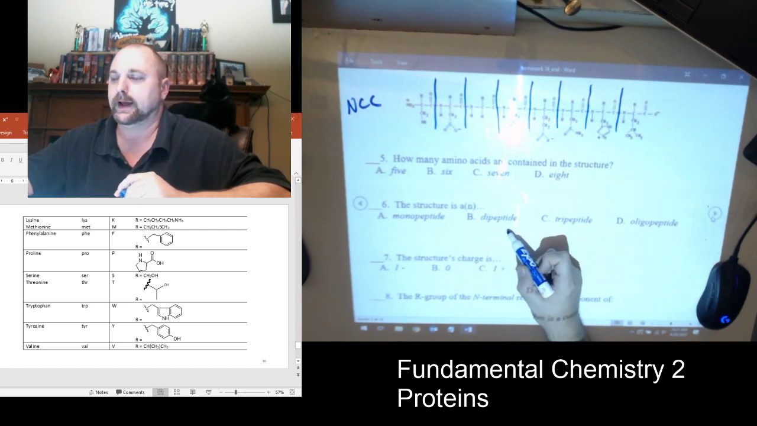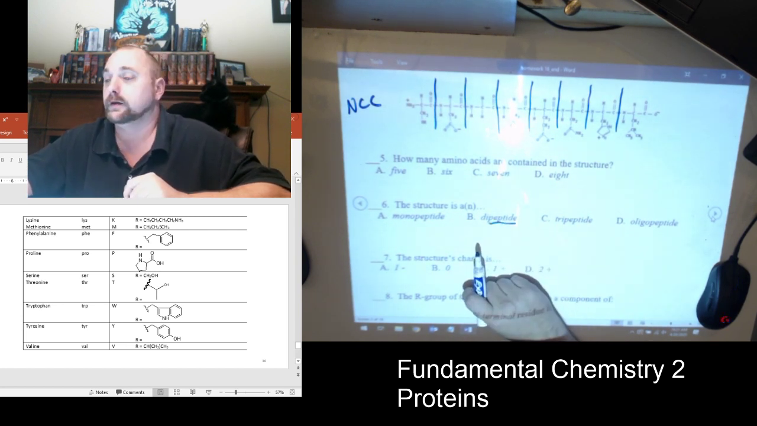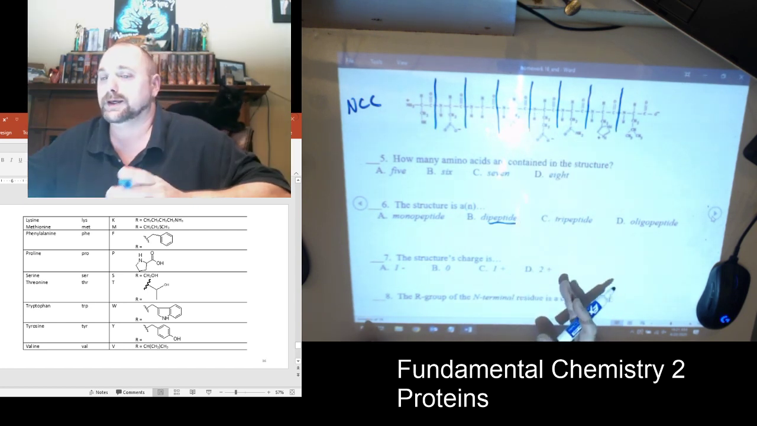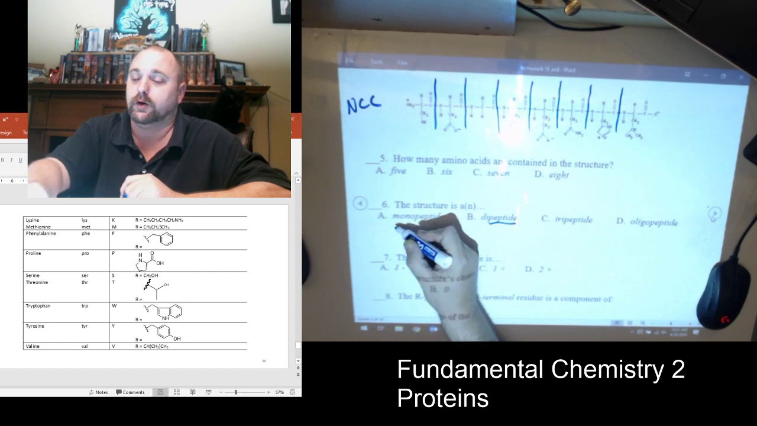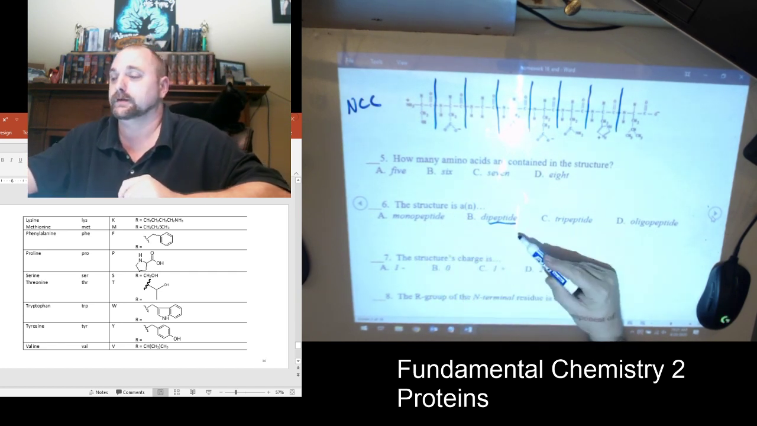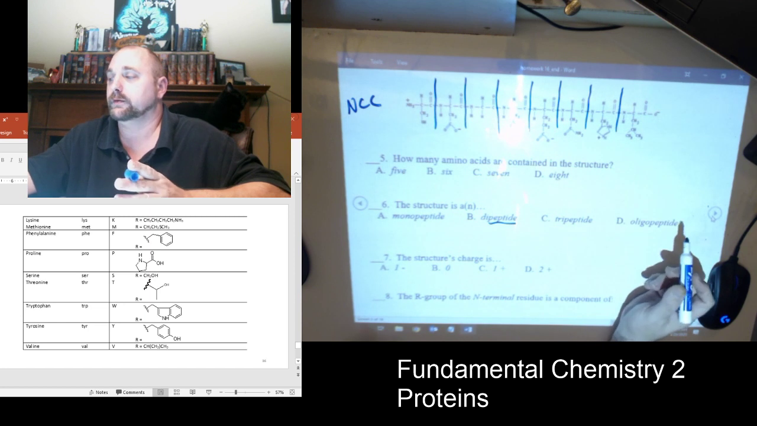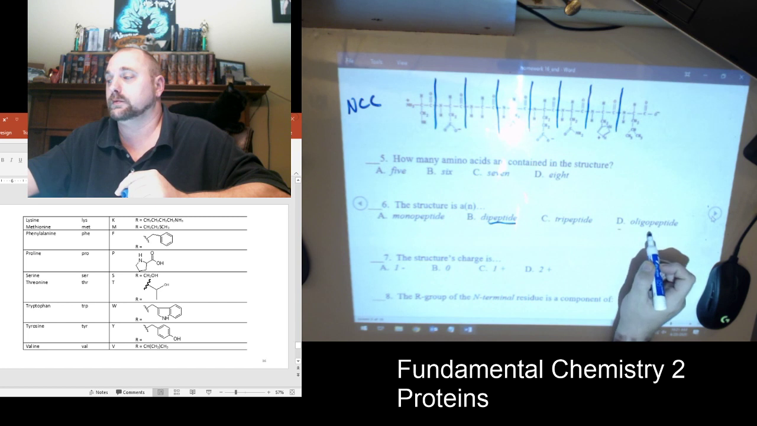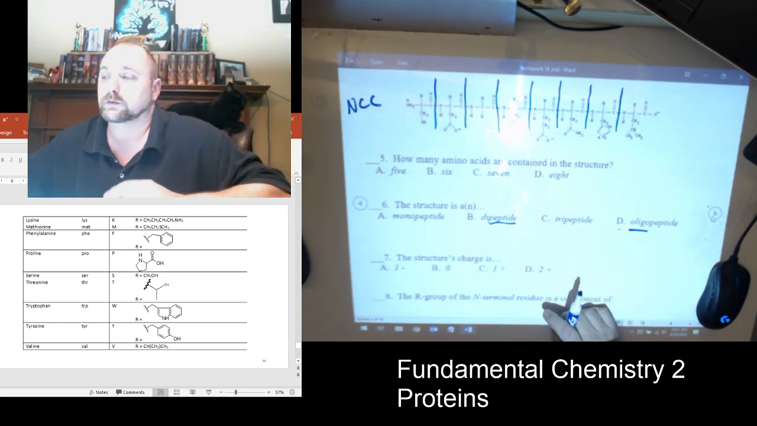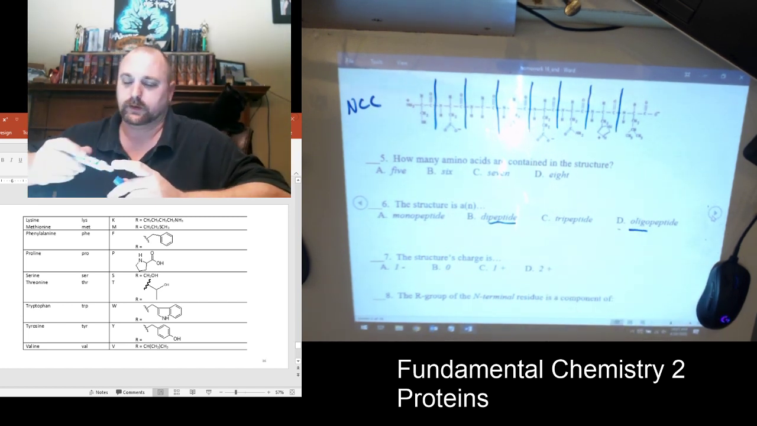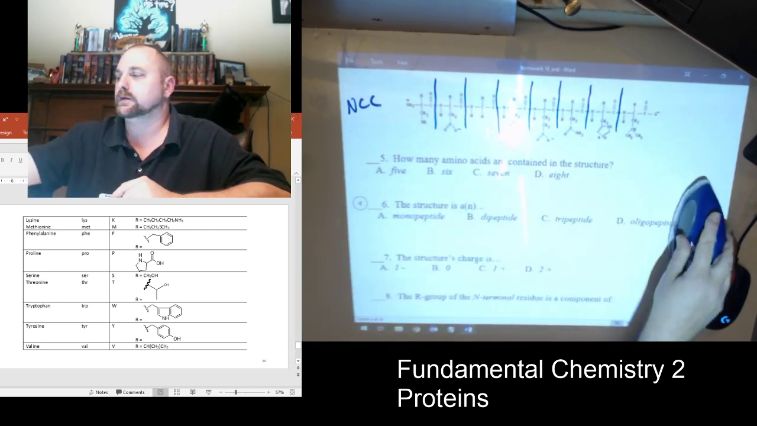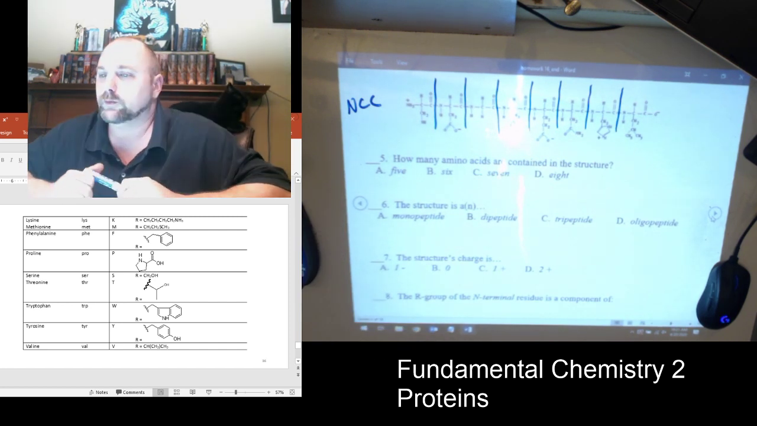Now it is some kind of peptide. It's talking about this peptide bond. But how many proteins are there? Monopeptide would be 1, dipeptide would be 2, tripeptide would be 3, and oligo would be a few. That's what we've got, so it's oligo. You could have done polypeptide, but those are much bigger, so I won't have you choose between oligo and poly. That's not a problem. And then it wants to know its charge. Oh, that can be a little bit tougher.